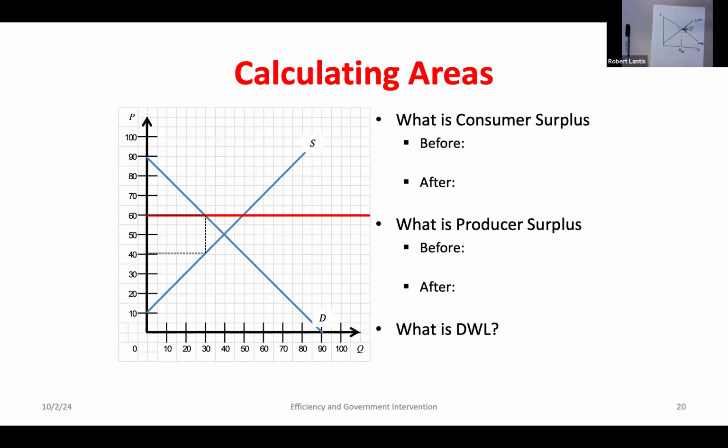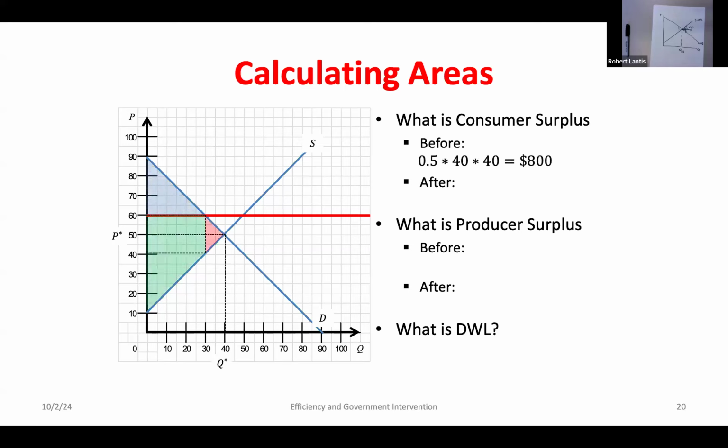What would producer surplus have been before? Just kind of jumping the gun here. Probably should change my animations. Well, it's going to be the area below the price that producers can charge, but above their marginal cost. So the area of this triangle going from 10 to 50, so 40 times 40 times 1/2.